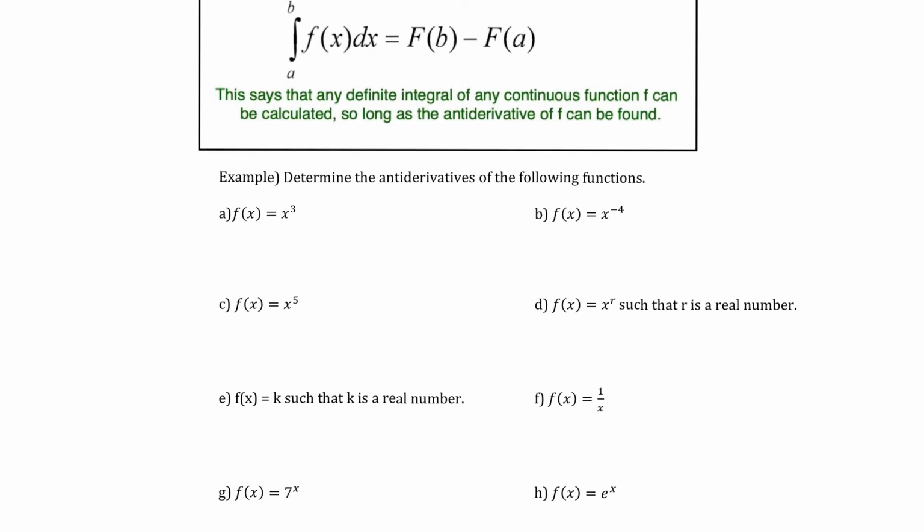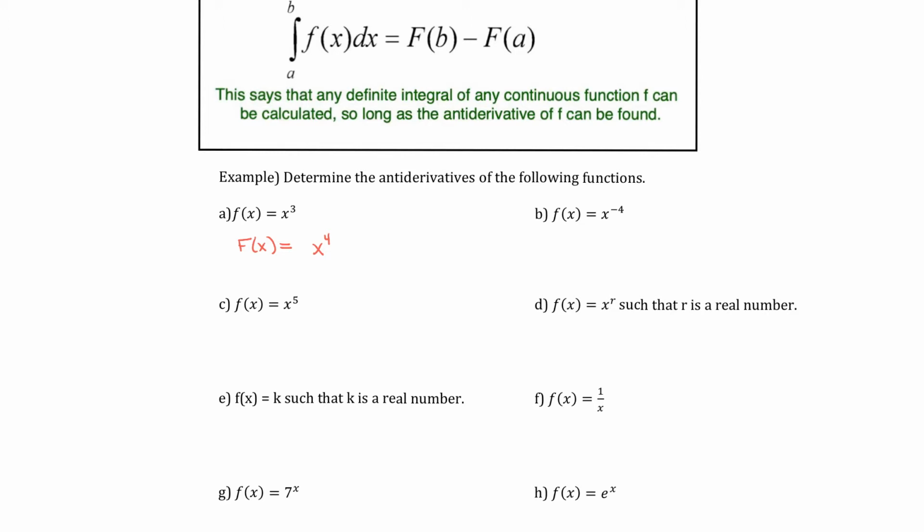So the first one says, I want to determine the antiderivatives of the following functions. Notice in the beginning, we're not going to be actually taking any integrals. We're just going to be finding antiderivatives. So for f of x equals x cubed, the antiderivative, big F of x, let's work backwards. In order to get an x cubed, when I take an antiderivative, I would need to start with an x to the fourth.